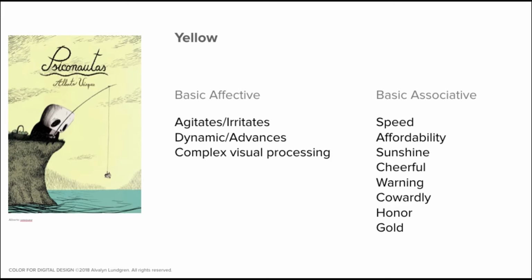We use it to communicate caution or give people a warning. So in our highway signage system, yellow is used for yield. It's used for school buses. It also attracts attention. And we associate yellow, of course, with gold. Gold is a color that sits within the yellow family.